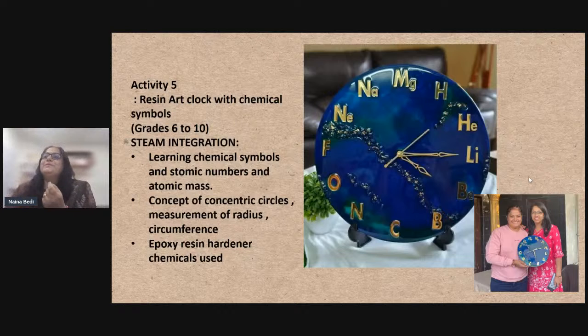Yes, very good. Bhavna Dubey says that it is the atomic number of the elements. Very correctly said. These are put at the numbers. If you look at the clock, number 12 has been given to magnesium because it is the atomic number of magnesium. If you look at H, H stands for hydrogen.